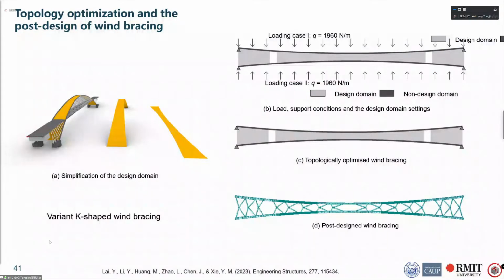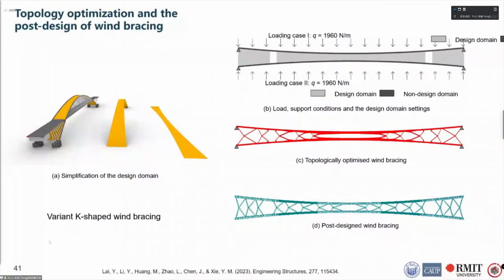Firstly, we have designed the wind bracing by using topology optimization. Wind bracing is the key structure connecting the two inclined main arches. We want the wind bracing structurally efficient and lightweight at the same time. So we simplified the curved design surface into a flat 2D design domain and used the 2D structure. I used the 2D topology optimization to find the optimal topology with multi-load cases considered.